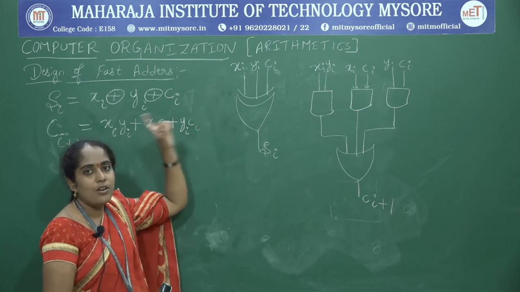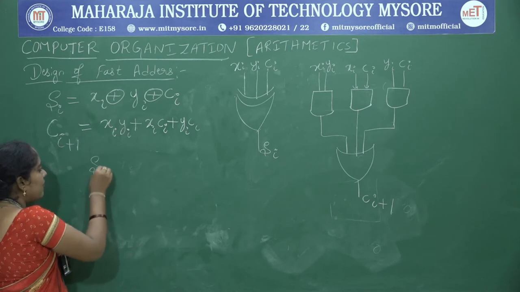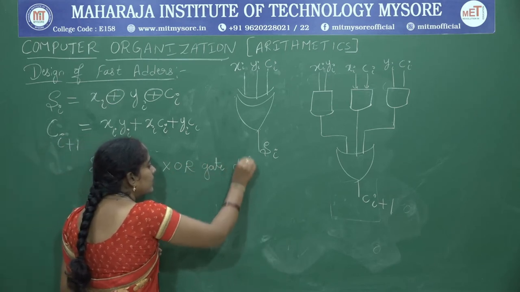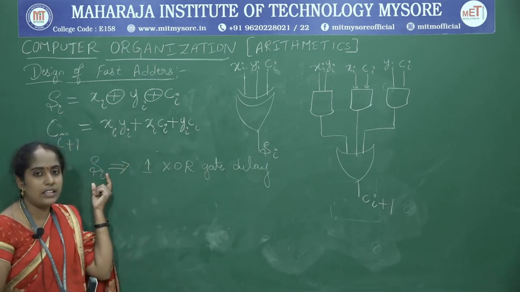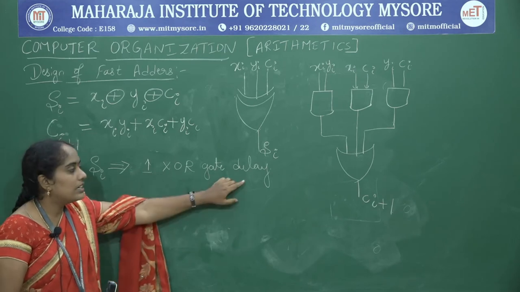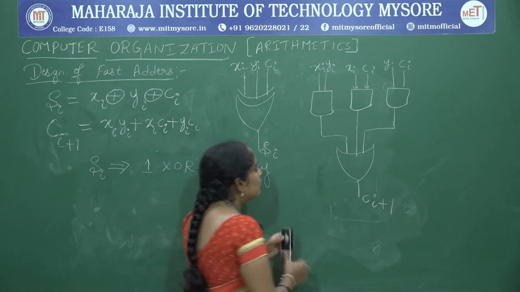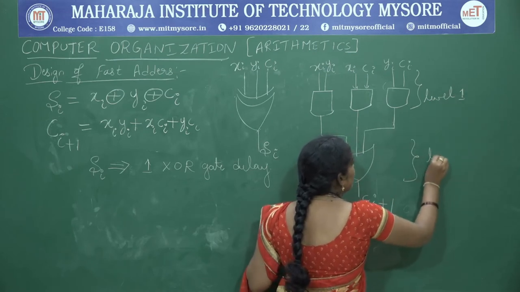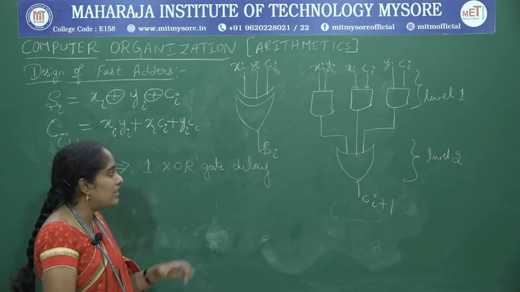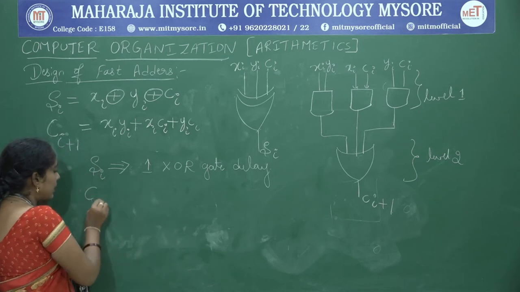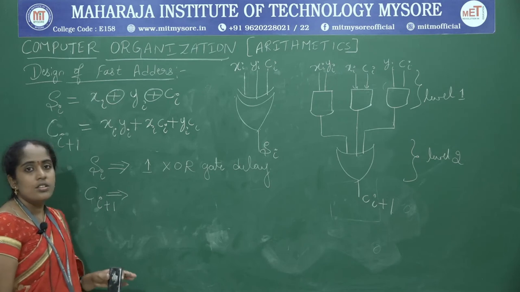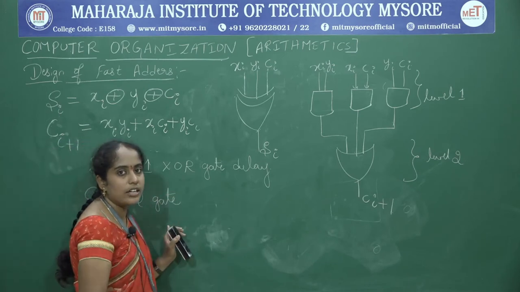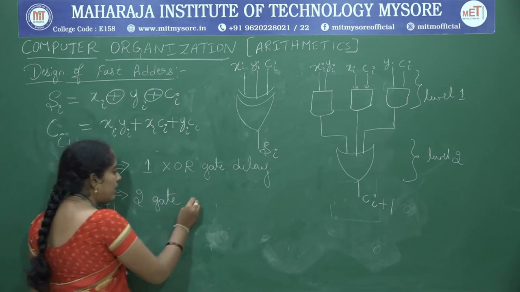So here we have only one level. That means to get the Si value we need one XOR gate delay. Why? To get the Si value we need one XOR gate delay. So likewise here, this is level 1 and this is level 2. So to get the Ci plus 1 we have 2 levels, so we need 2 gate delays. Here we are using both AND and OR gates, so we need 2 gate delays.